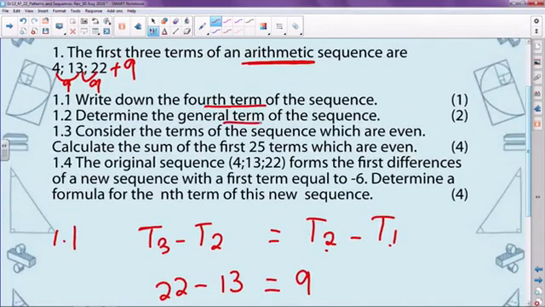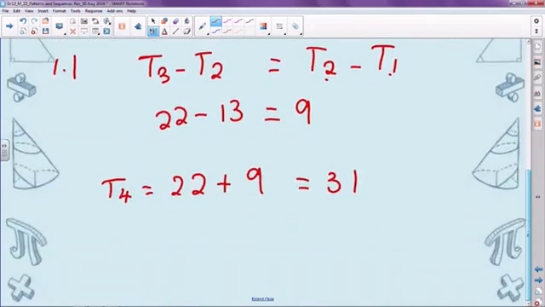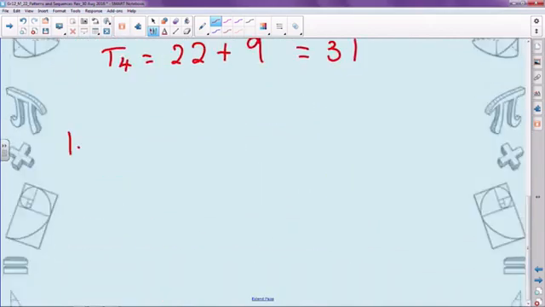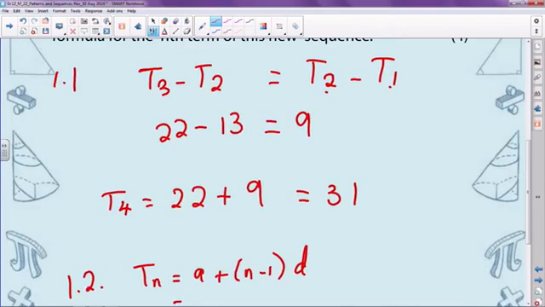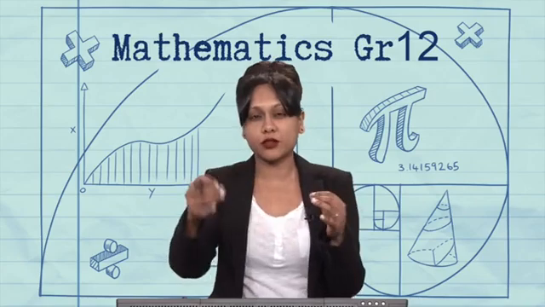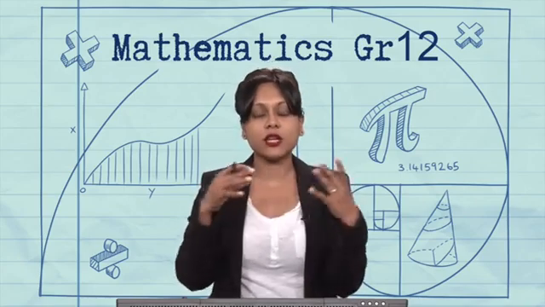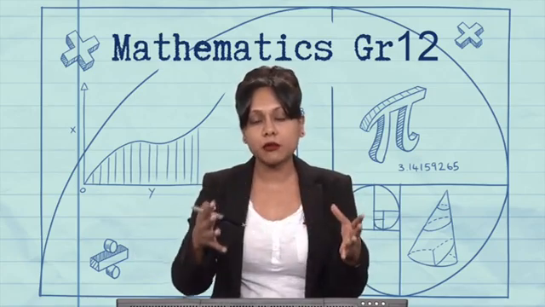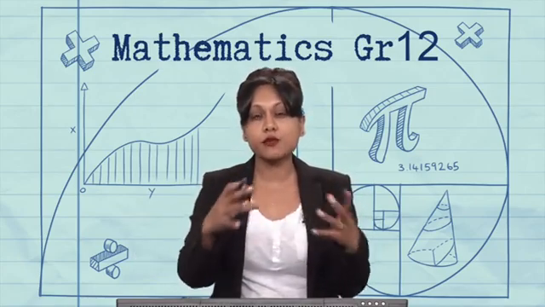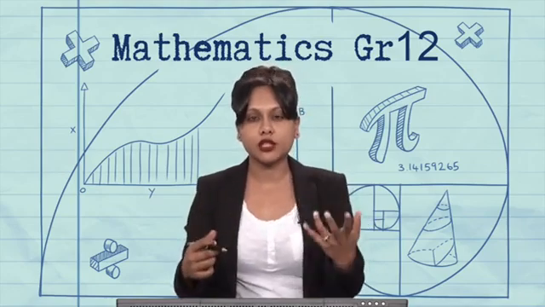Determine the general term of the sequence. Here you need to remember that in an arithmetic sequence, Tn is equal to A plus n minus 1 times D. The general term will help you to find any term in this sequence. So you're not going to substitute specific values for n at this point. You want a general expression so that whatever term you are asked to find, you'd be able to do it using this expression for the general term.